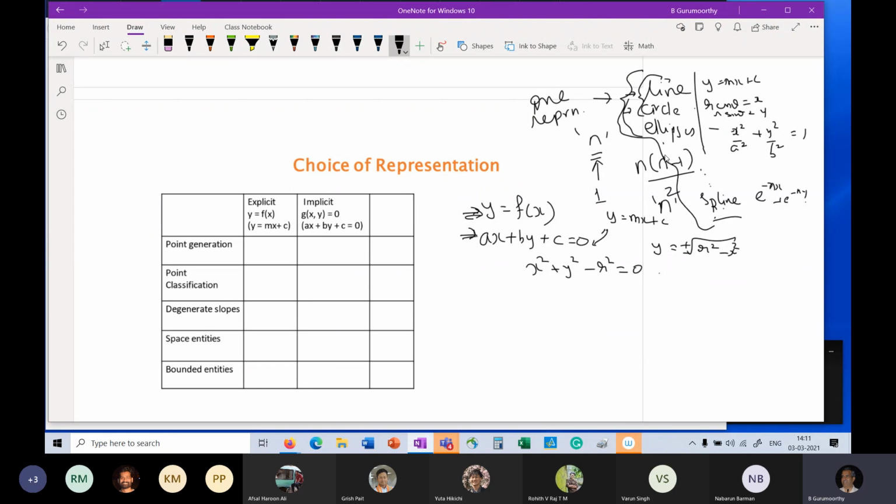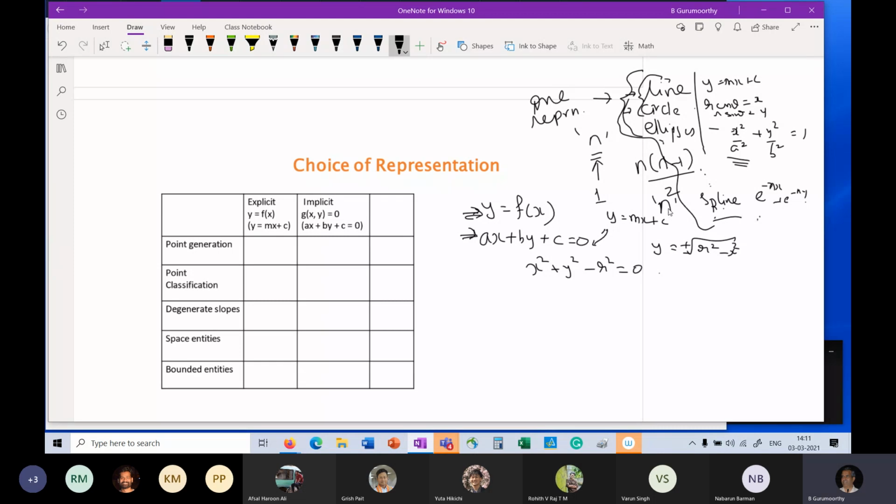You have to take my word. I hope all of you have already written the implicit form for the ellipse. With some effort, we can write down the explicit form as well, right? And spline is a little vague right now. I will not worry about it. I'm just going to stay with these three that I have there.